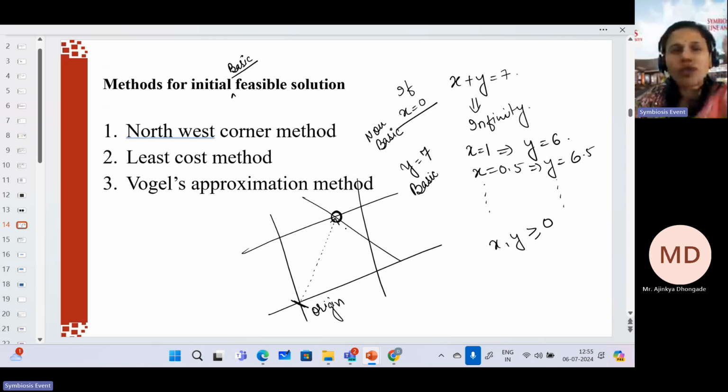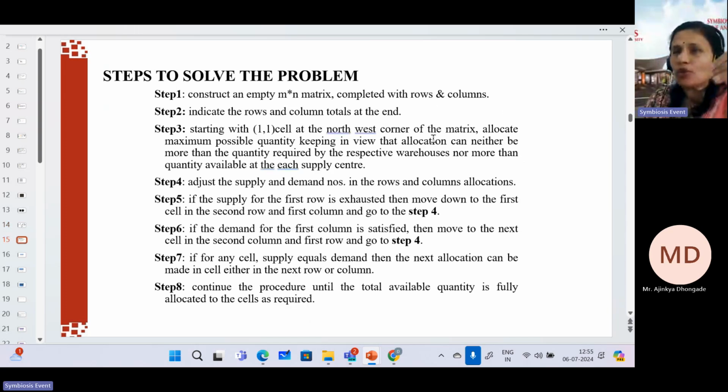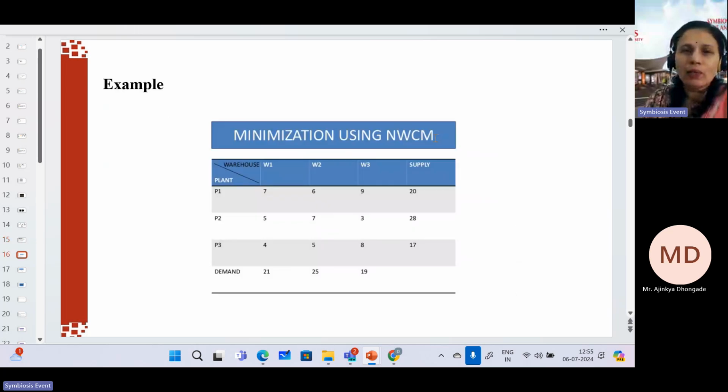Now let us focus on the initial basic feasible solution using these three methods. There are some steps we need to follow. I'll take one question and we'll solve it one by one.